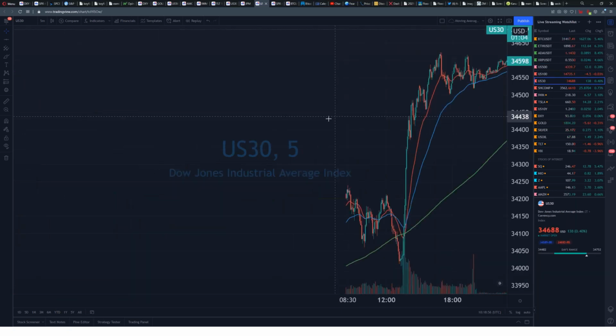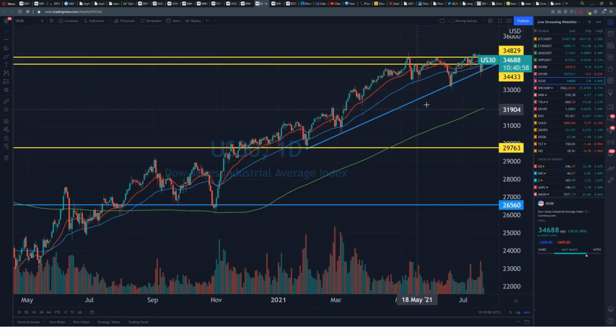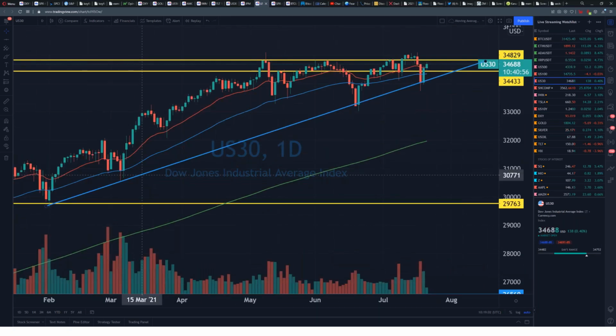Now, if we think about also bringing together as much as we can as a day trader, let's move over to the Dow Jones before. So the Dow ended up on a trend line.